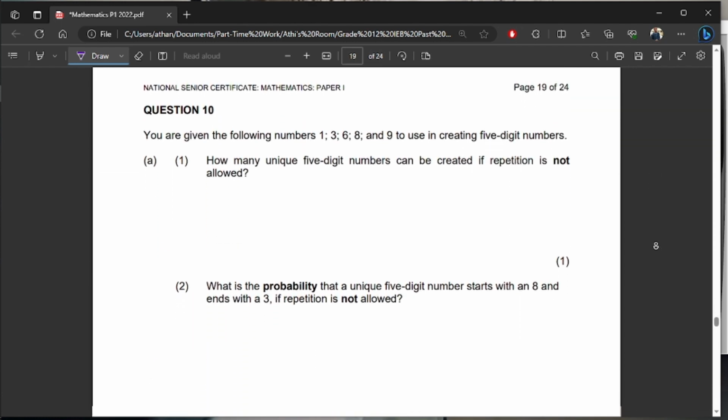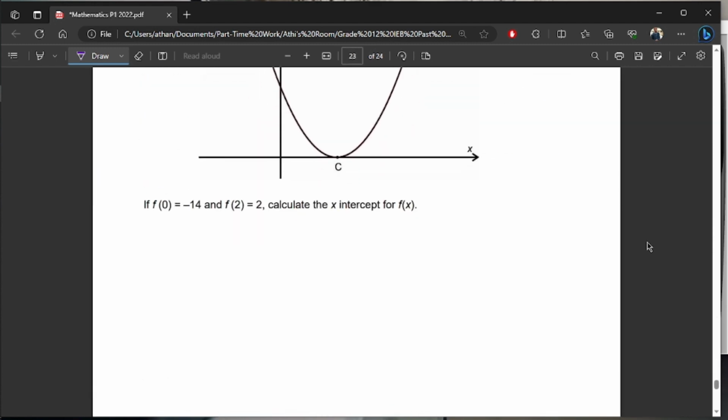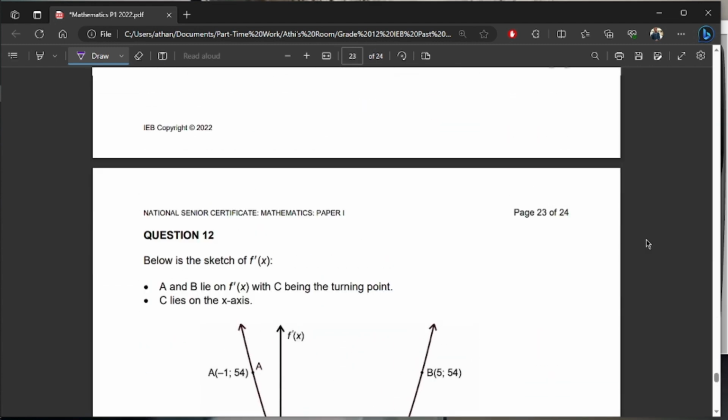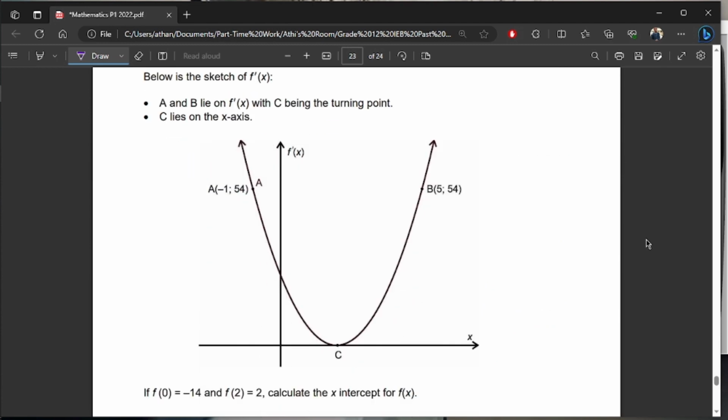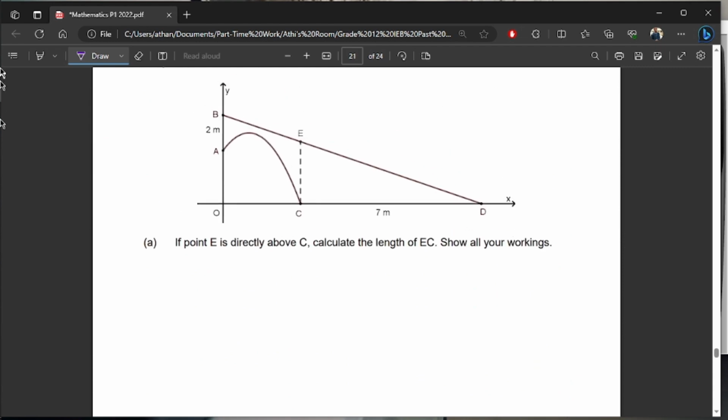Good to go. Let's see. Question 10 is probability. And then that will be all. Perfect. Almost done, guys. Almost done.